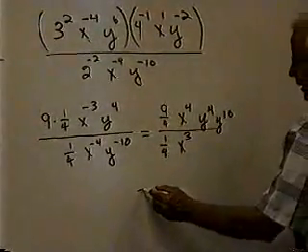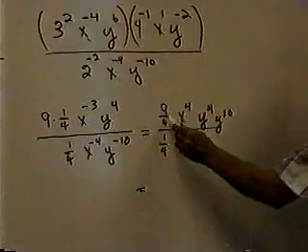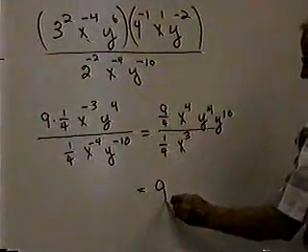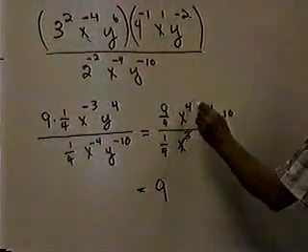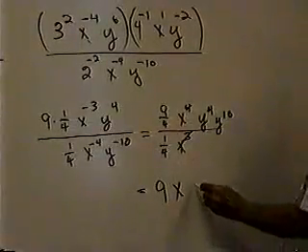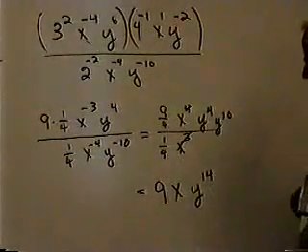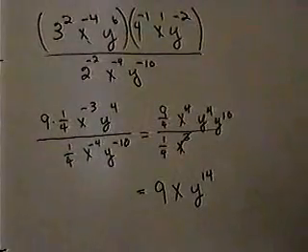And now let's simplify. 9/4 divided by 1/4 is 9. Subtracting, get one of those. Adding, we get 14 of those.